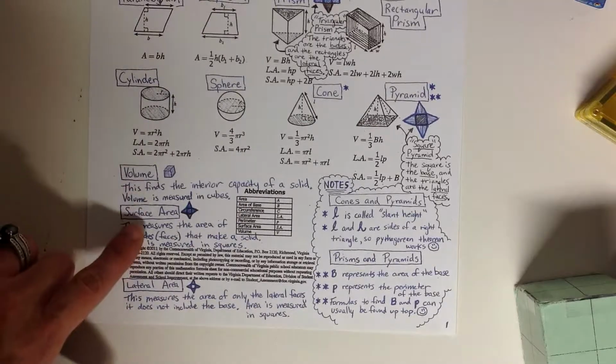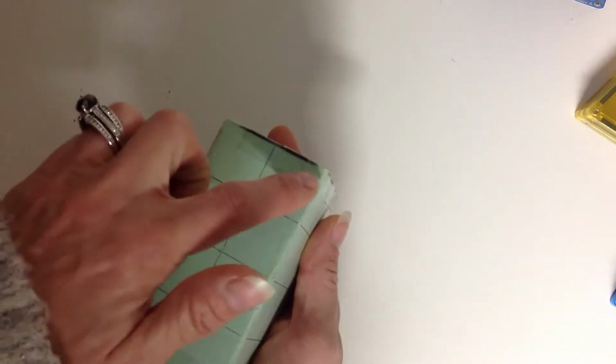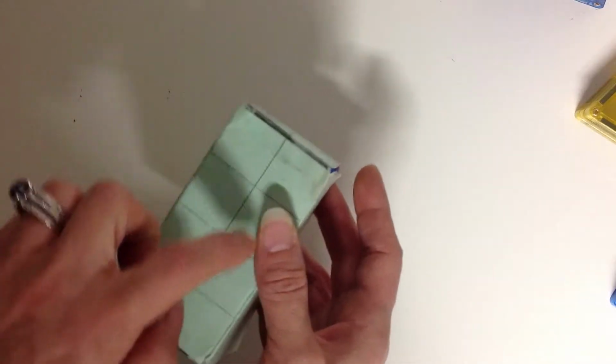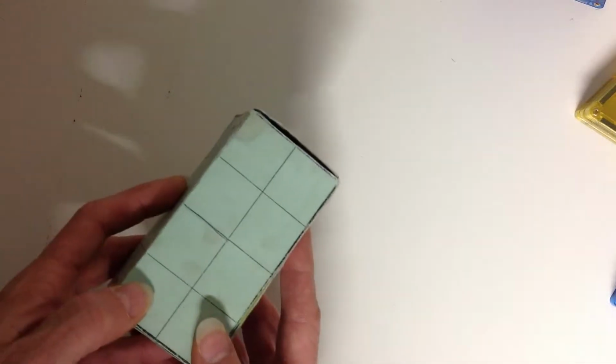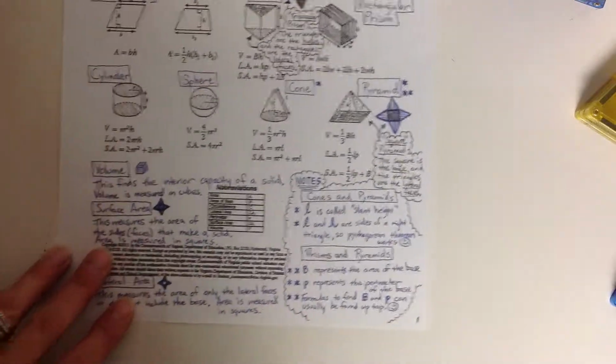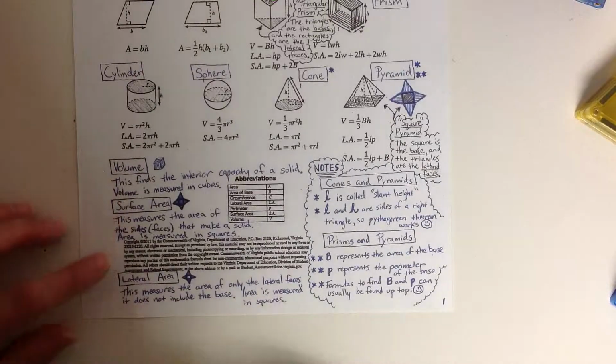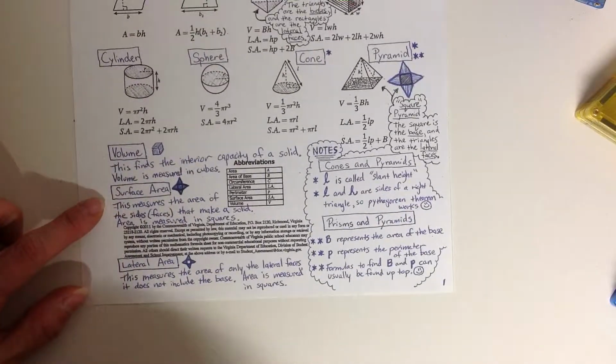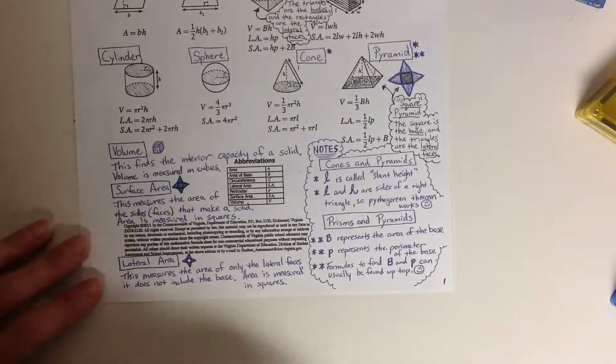Okay, so then surface area, what does that measure? Surface area is measuring the outside, and it's measured in squares. So how many squares are on the exterior of this rectangular prism? Now, there's 2 different kinds of areas, okay? So there's surface area and lateral area. Surface area is going to be all of your faces, so every single side of it.